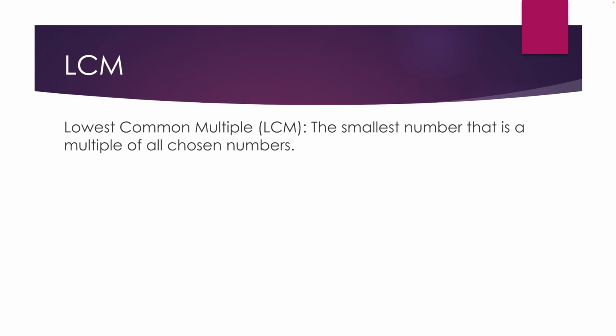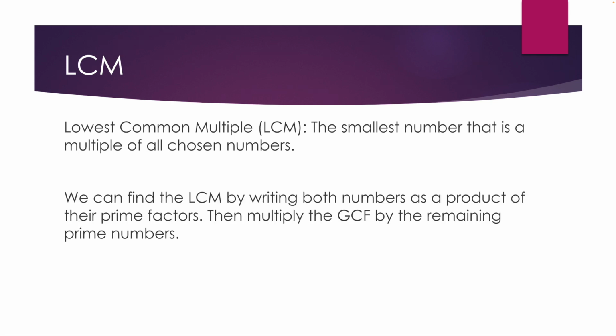Okay, so let's look at lowest common multiple. This is the smallest number that is a multiple of the chosen numbers. And so this is really helpful when it comes to finding the lowest common denominator between numbers.